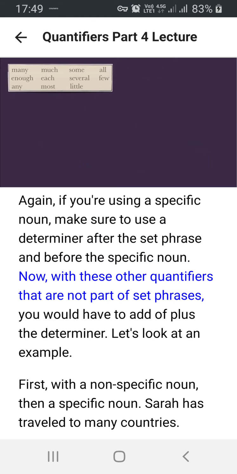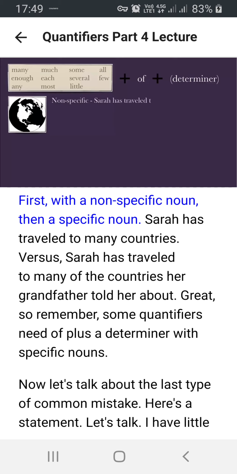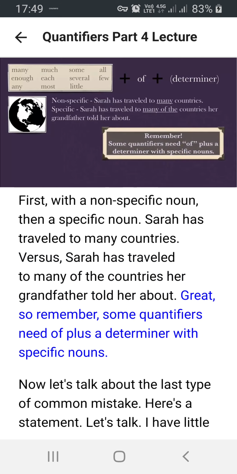Now, with these other quantifiers that are not part of set phrases, you would have to add of plus the determiner. Let's look at an example. First, with a non-specific noun, then a specific noun. Sarah has traveled to many countries versus Sarah has traveled to many of the countries her grandfather told her about. Great, so remember, some quantifiers need of plus a determiner with specific nouns.